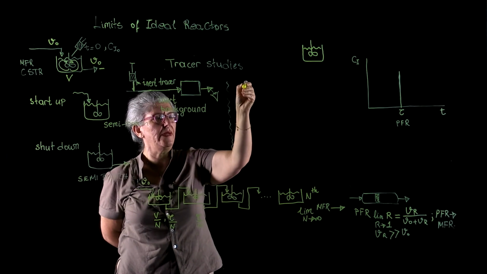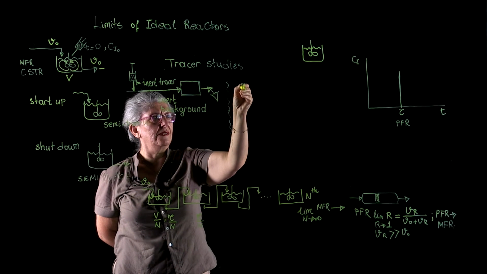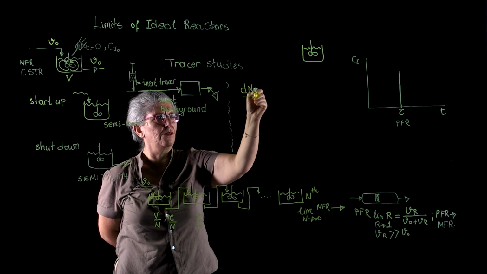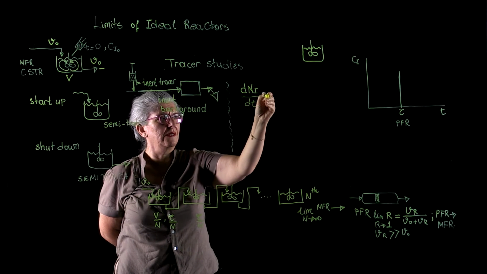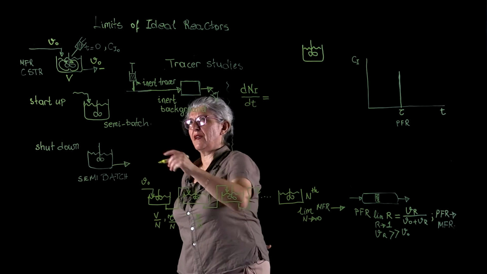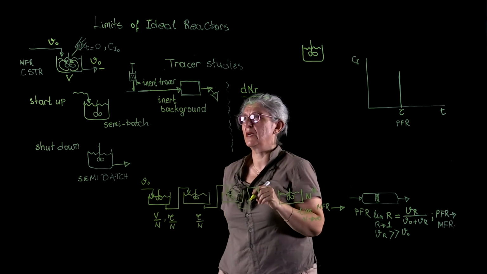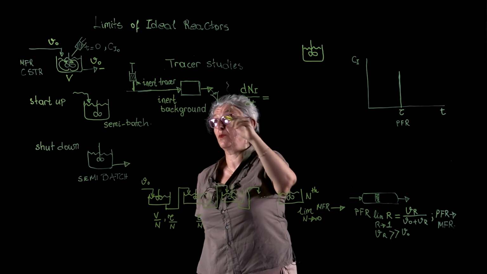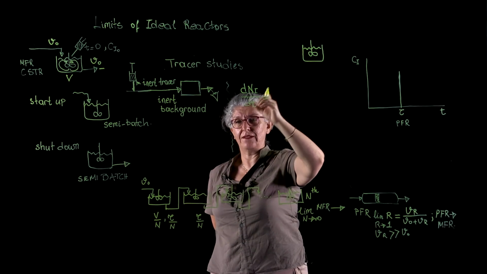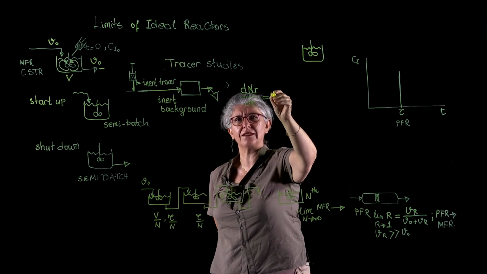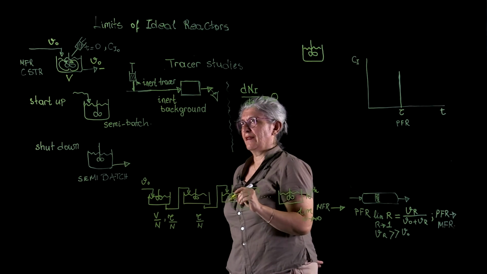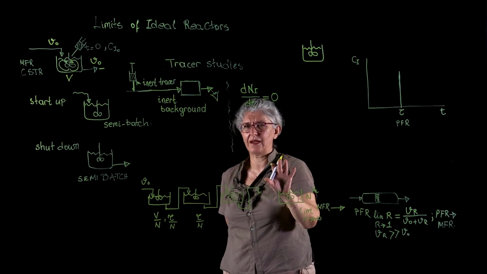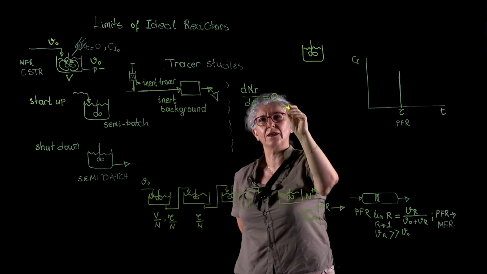Let's start writing our balance equation. dNi over dt is going to be the rate with which I enters into the reactor. At the inlet, there is no tracer. We just dump the tracer inside the reactor, and that's it. We only have pure blank carrier background fluid flowing through the reactor.